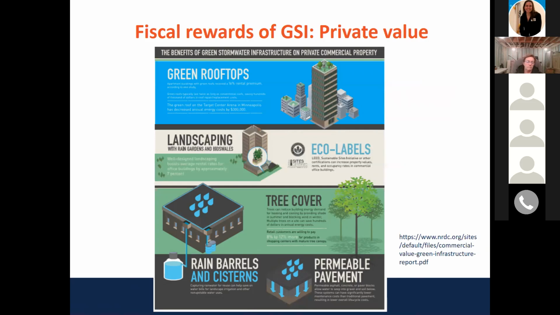And tree cover. Trees are an interesting form of green infrastructure. They reduce energy demand in buildings for heating and cooling. Once they're tall enough, when they're just saplings, they don't do much. But if you're planting trees with significant canopy cover, then that reduces energy use. Rain barrels and cisterns save on water bills in places where you're actually charging for water. And where there's permeable pavement, there's some indication that it has lower maintenance costs than traditional pavement.